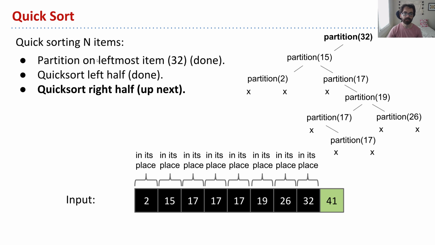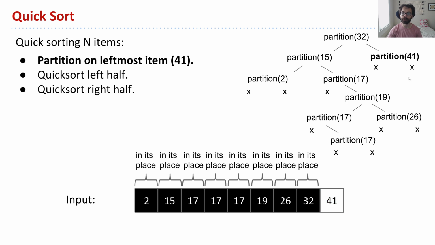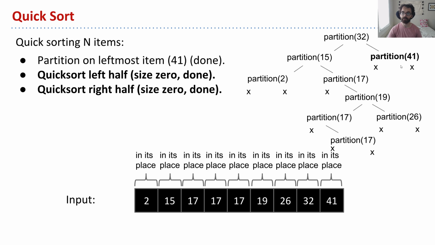So we now have finished quicksorting the entire left half, which we did the recursive leap of faith at the beginning of this video. Now we did it in full detail. And so now we just need to do the right half, which will be 41. So 41, trivially, there's no work to do. The two subproblems are of size 0, and so we'll just put some X's there. And so now we're done.